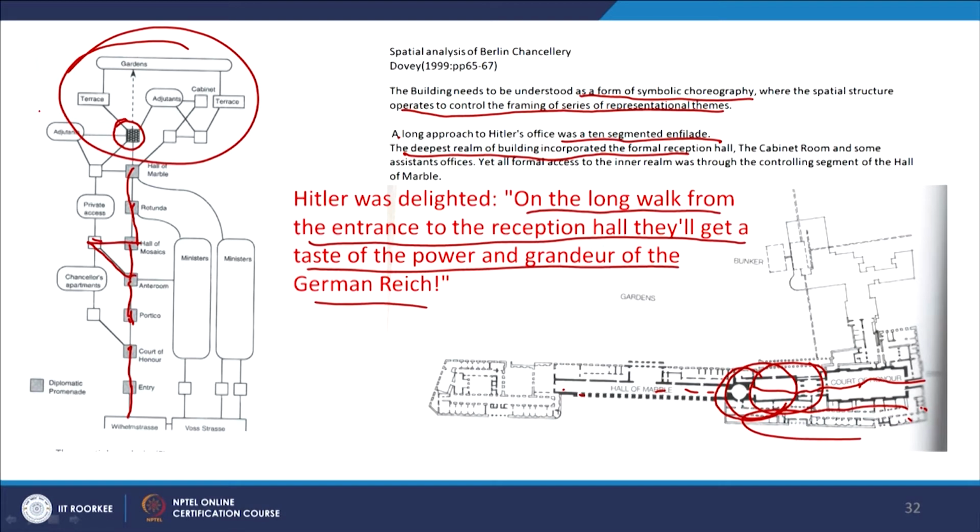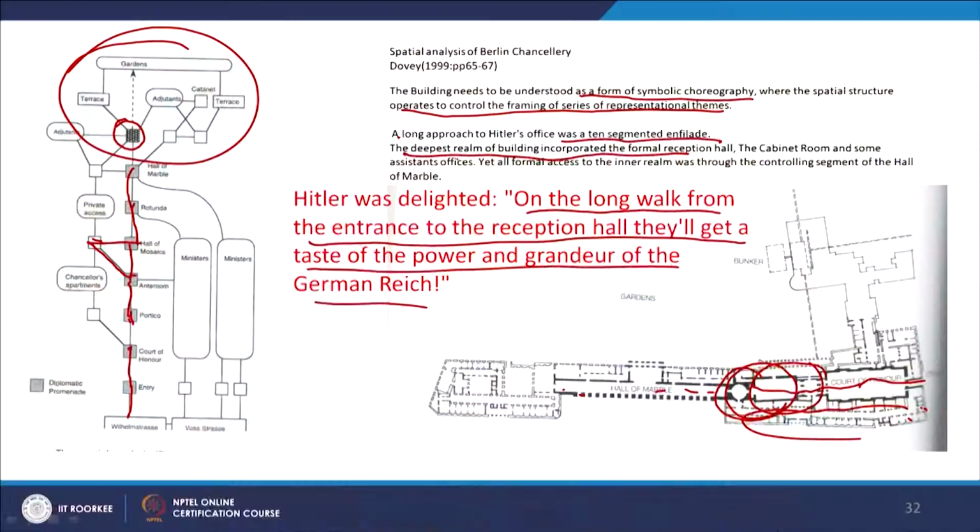So which means, though they are visually connected, there are still physical connections in how they take people to these gardens and other things. The deepest realm of the building incorporated the formal reception hall, the cabinet room, and some assistant offices. And all formal access to the inner realm was through the controlling segment of the hall of marble, right?